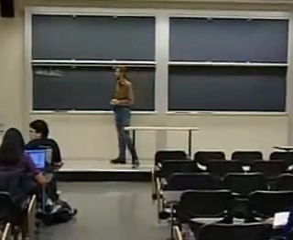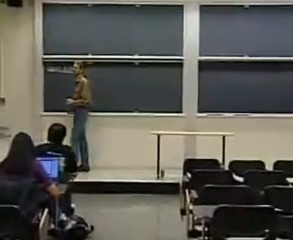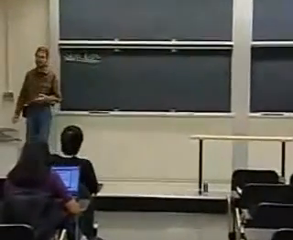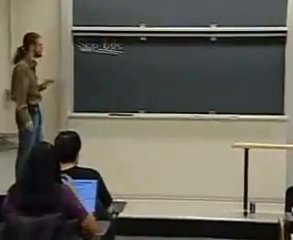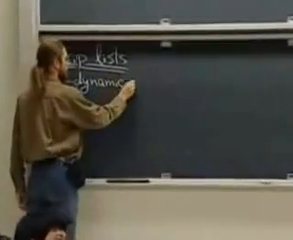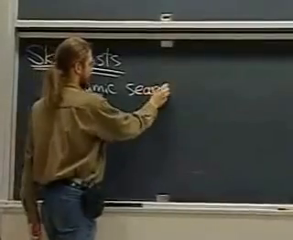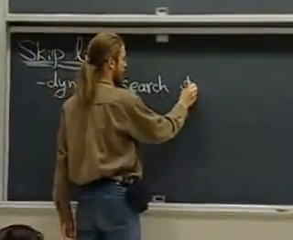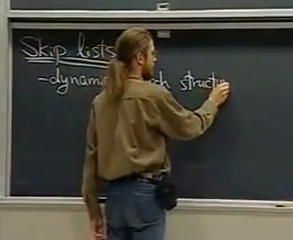Today we're going to talk about a new balanced search structure, a data structure that maintains a dynamic set subject to insertion, deletion, and search, called skip lists. I'll call this a dynamic search structure because it's a data structure, it supports search, and it's dynamic, meaning insert and delete.